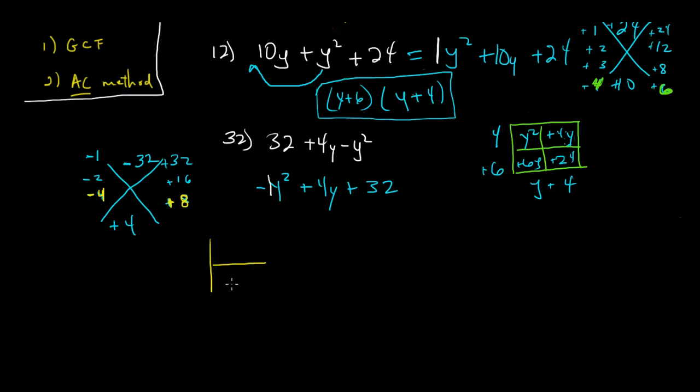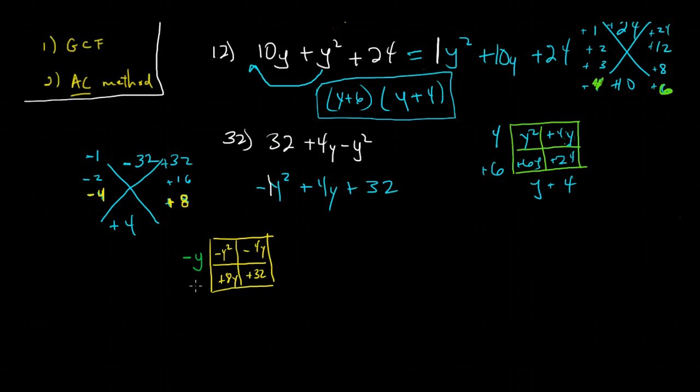Okay, here's how it goes. I create my box. First term is a negative y squared. Last term is a positive 32. Middle terms are negative 4y and a positive 8y. Now here's how I factor them out. They both have a y in common, and they are both negative, so let's make that one a negative y.